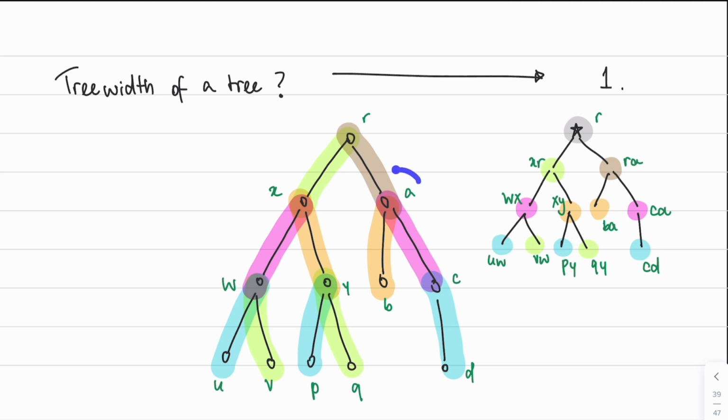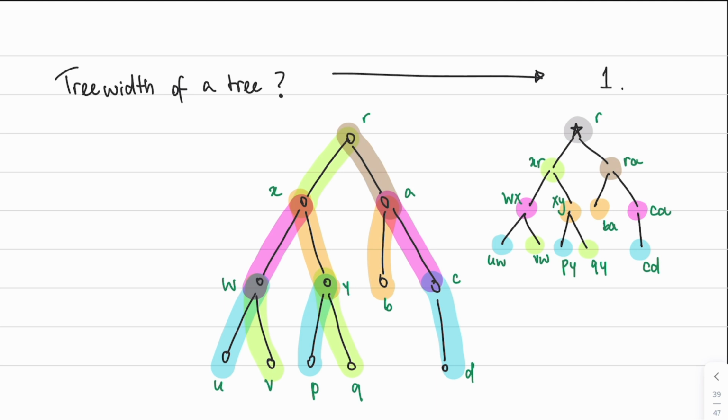Just as a concrete example, let's look at this vertex A here and notice that the subtree that it appears in, the connected subtree that it appears in on the right, is this little portion here which has RA, BA, and CA, and A appears nowhere else in this tree decomposition. So you should be able to convince yourself that this is a valid tree decomposition and its width is 1 because every bag has two vertices.